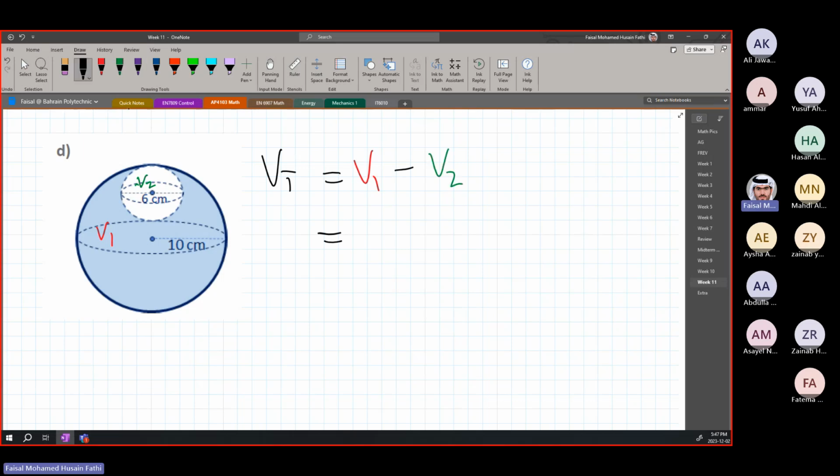which is equal to, what's V1? V1 is the volume of a sphere, 4/3 pi r1 cubed, minus 4/3 pi r2 cubed. What's R1 and R2? R1 is equal to 10 centimeters. What's R2 equal to?